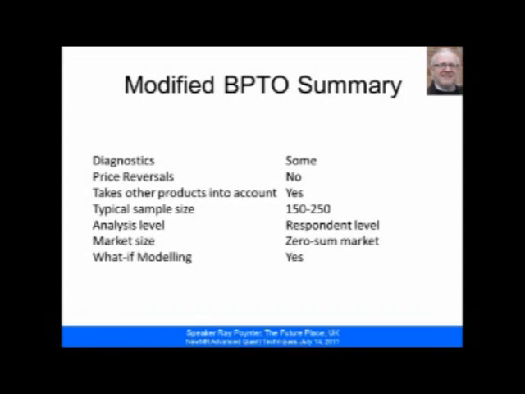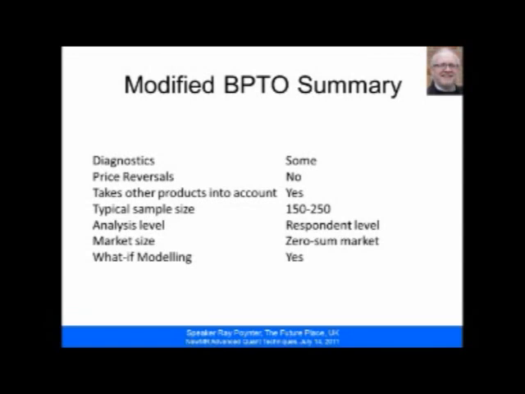You don't get price reversals because it's a structured data collection with a genetic type algorithm searching within every brand to get their optimal price. It takes other products into account. You can get not only elasticities but cross elasticities. The sample sizes are quite modest. If you're looking at the total level, you can be looking at a sample size of 150 to 250.